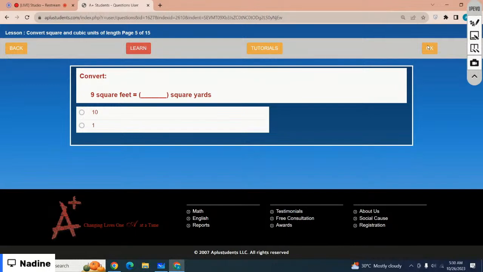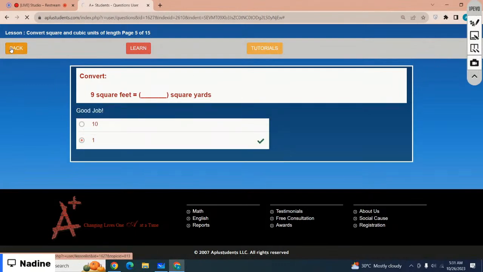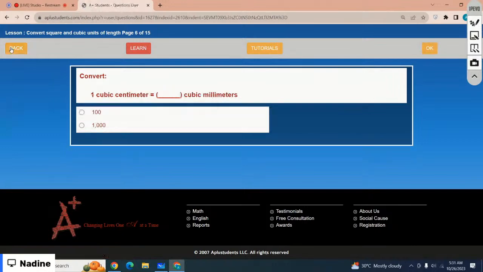9 square feet equal how many square yards? The correct option is 1 square yard, right? You can complete the lesson by yourself later today. Let's just move on to the next lesson.